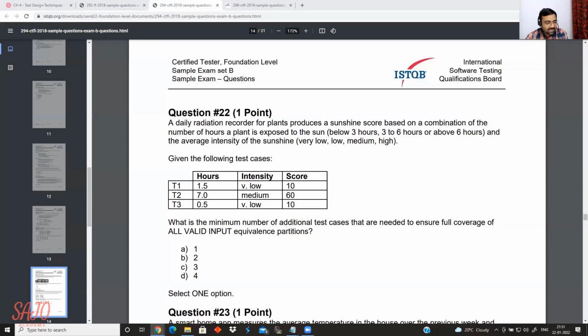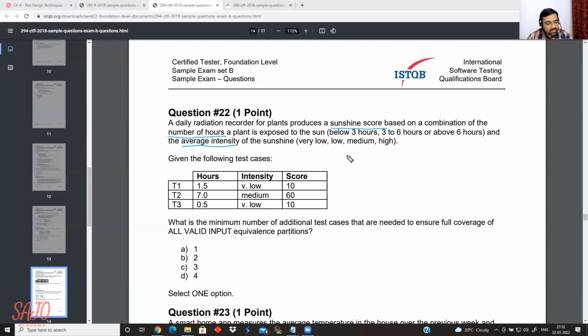Okay, so a daily radiation recorder for the plants produces a sunshine score. So this sunshine score is an output, based on the combination of the number of hours a plant is exposed. So this number of hours is one condition, and another condition is the average intensity. So based on these two factors, the output is a sunshine score.